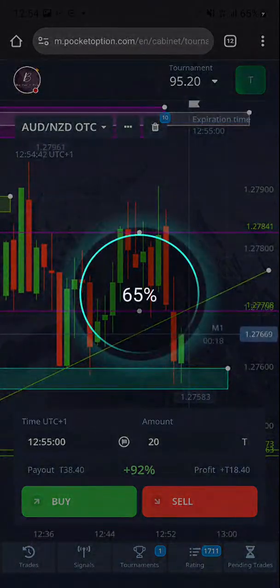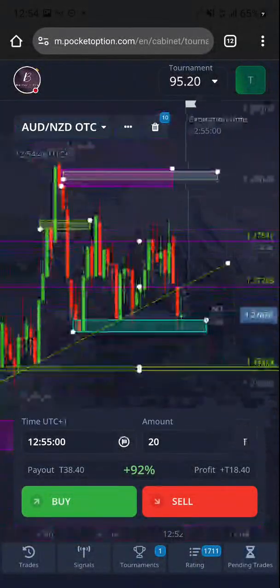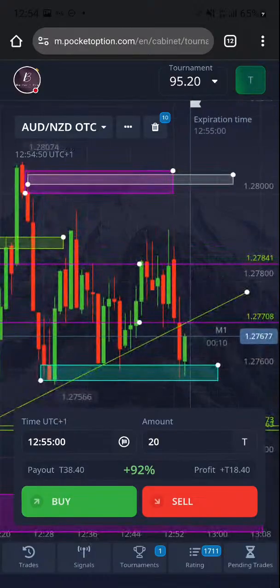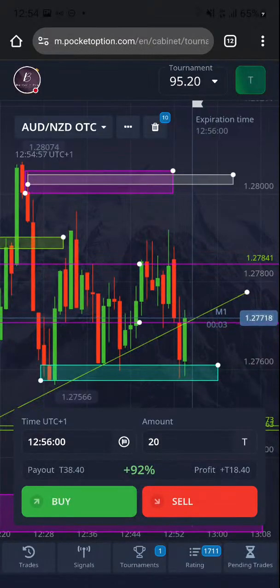And another thing is that you need a lot of knowledge. You need to be able to know so many things to be able to take this kind of trades we're taking right now.